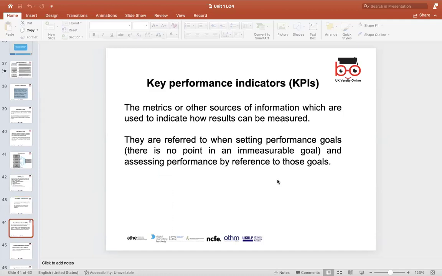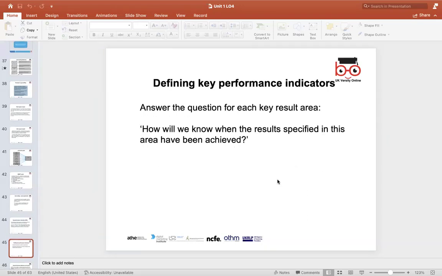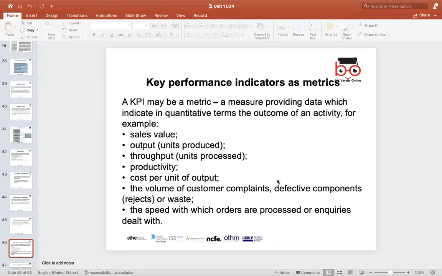Then you have KPIs that you put in place, which are the key performance indicators. You talk about the metrics or other sources of information that are used to indicate how you can measure KPIs. So we're going through what we already covered on how to define KPIs. You can define them as, in one week, how much can you achieve of this task? That's you defining the KPIs in place. KPIs are also indicators as metrics, so they help to get the output. You have the sales output, productivity, cost per unit, all of which is determined by the KPI eventually.